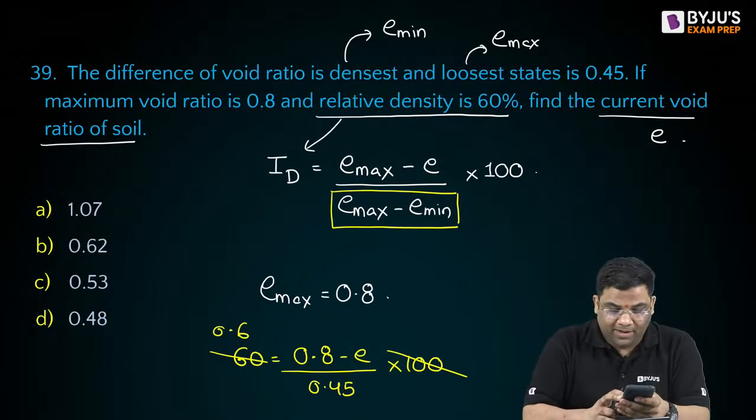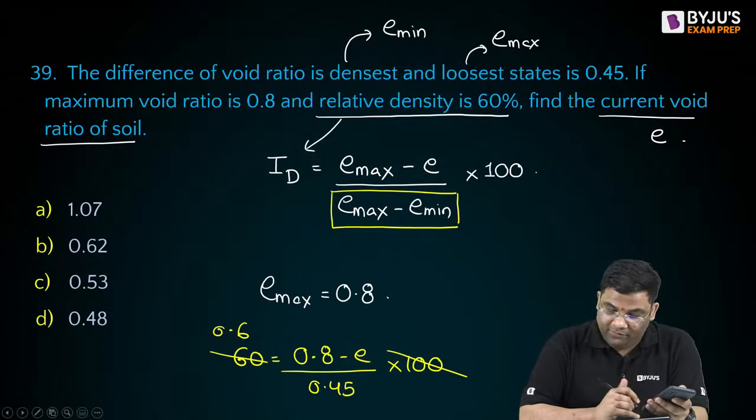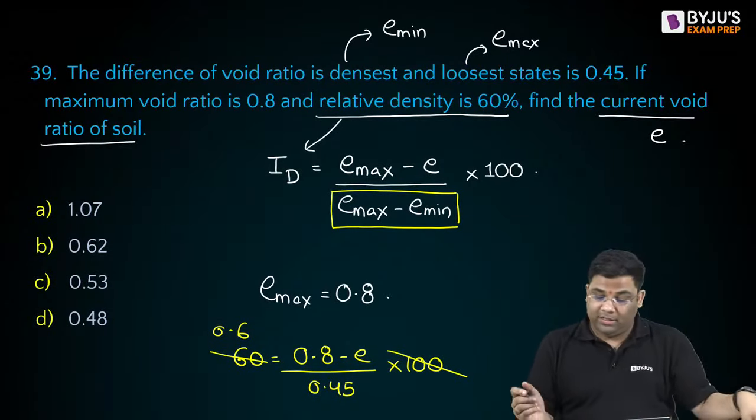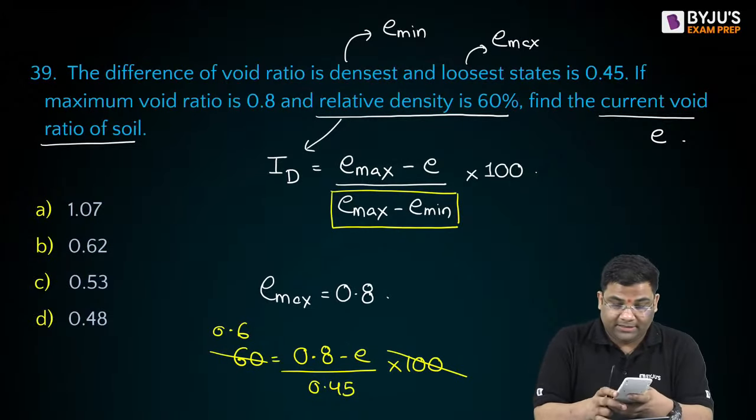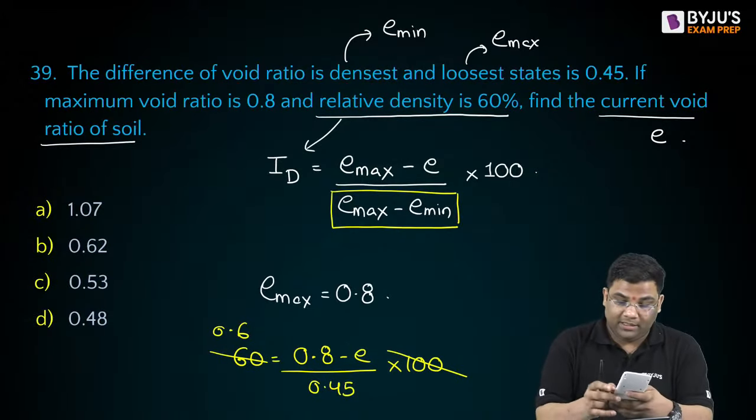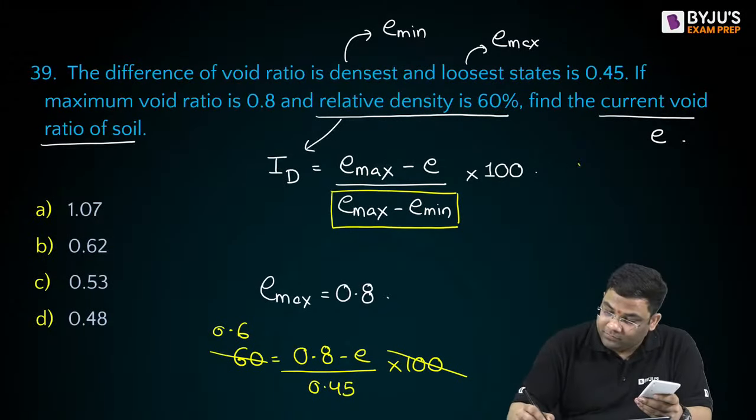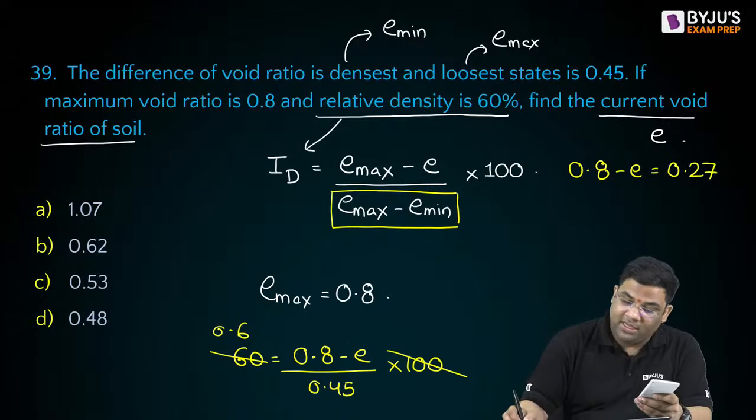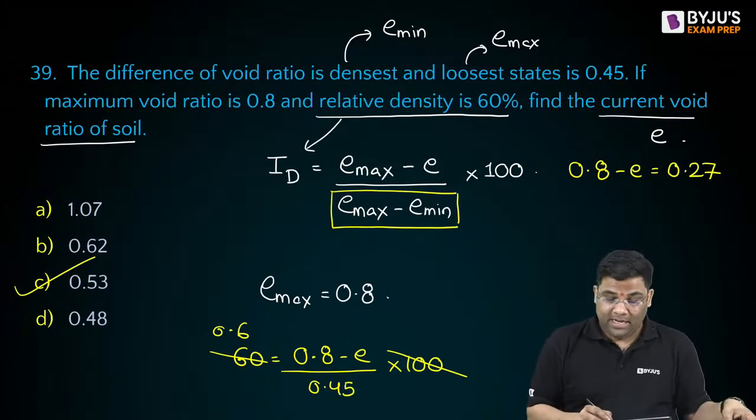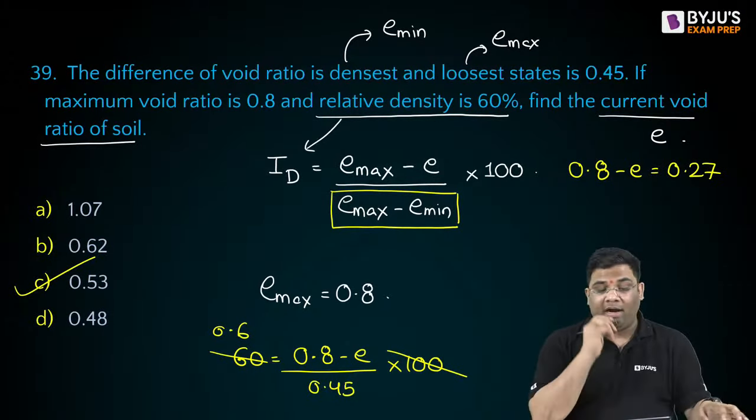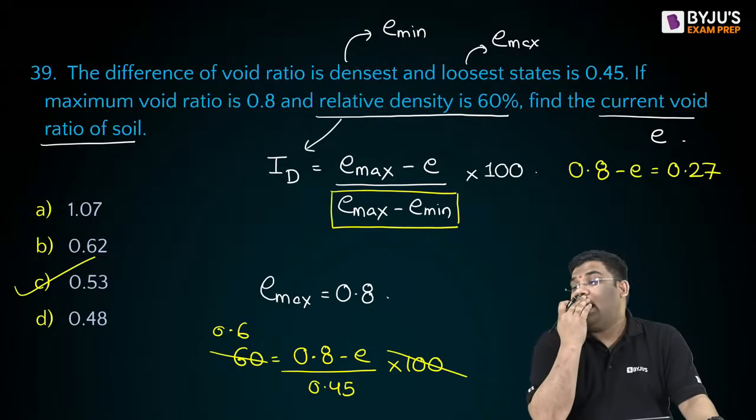C, 0.53. Okay, 0.53. Yes, because if you solve this, 0.6 into 0.45 gives 0.27. So 0.8 minus e is equal to 0.27, and from here you will get 0.53. Again, you see a basic formula of relative density, which they can ask like this.